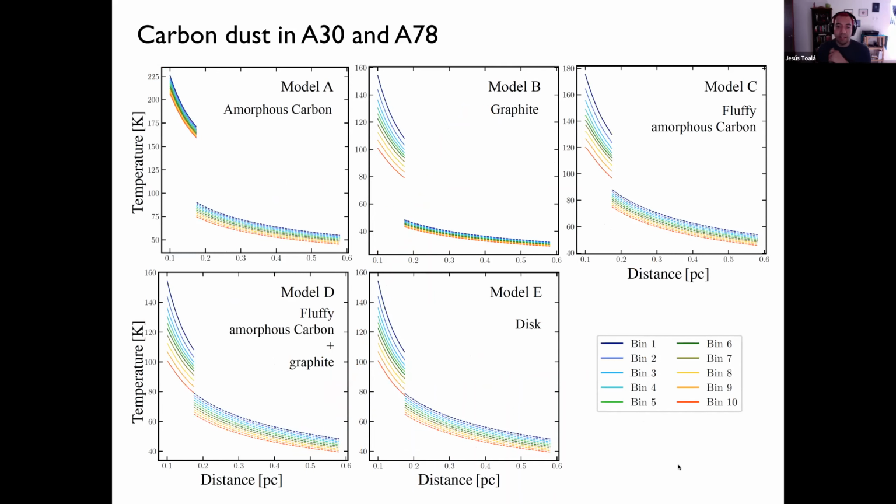This is model E. This is the temperature of the dust versus the distance to the star. And we see that the temperatures are within the same range, but details vary depending on the species we use in the model. But model E, which is our disk model, is a little bit below what was estimated by previous studies. And of course, we see that the temperature drops with distance to the star. Different colors are different bin sizes in the dust.